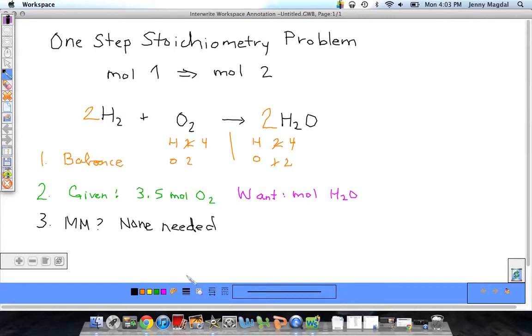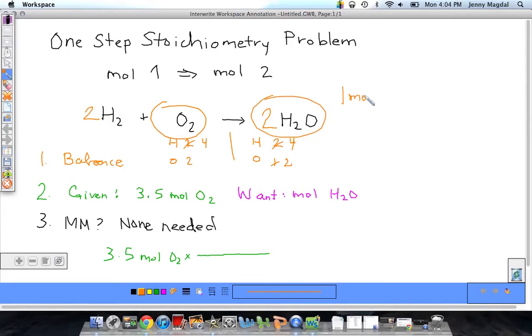So I see that if I start out with my given, which is 3.5 moles of O2, set up my fraction. I want to get rid of moles of O2 and get to moles of H2O. Well, I do that with my mole-to-mole ratio based on my balanced equation. So I see here that for every 1 mole of O2, I have 2 moles of H2O. This is my ratio. 1 mole of O2 for every 2 moles of H2O.